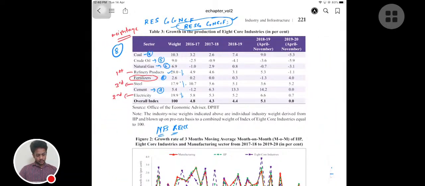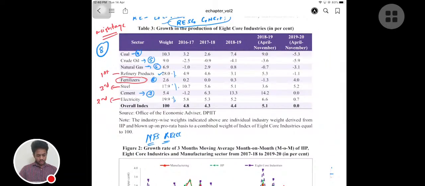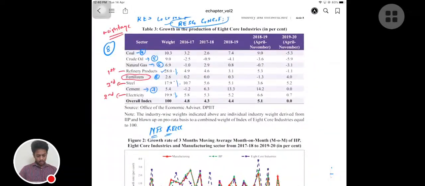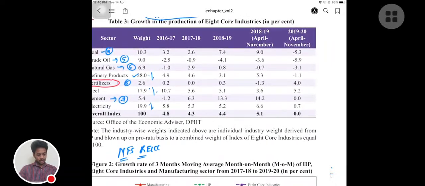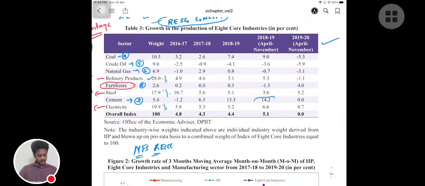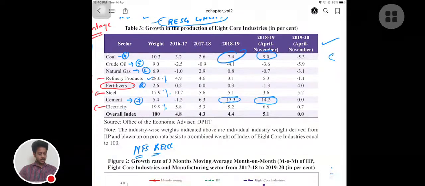When it comes to growth wise, this is where you have to understand. Out of these 8 sectors, which one is having the maximum growth? Forget about 2019-20. They may not ask you this question, right? For 2018 and 19, they may ask you this question. If you look at 2018-19, the best growth is always with the cement in 2018 and 19. And after the cement, the best growth is this. So cement and coal. Are you getting the point?